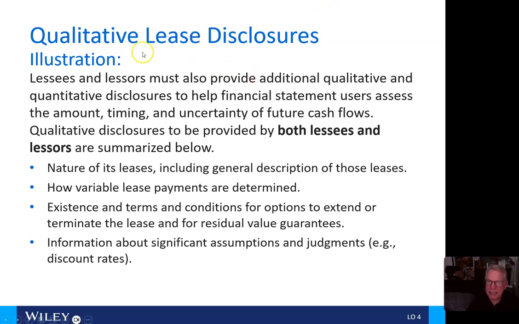All right, qualitative lease disclosures. Here is an illustration. Lessees and lessors must also provide additional qualitative and quantitative disclosures to help financial statement users assess the amount, timing, and uncertainty of future cash flows. Qualitative disclosures to be provided by both lessees and lessors are summarized here. 1. Nature of its leases, including a general description of those leases. 2. How variable lease payments are determined. 3. The existence and terms and conditions for options to extend or terminate the lease and for residual value guarantees. And lastly, 4, information about significant assumptions and judgments, such as the discount rates.